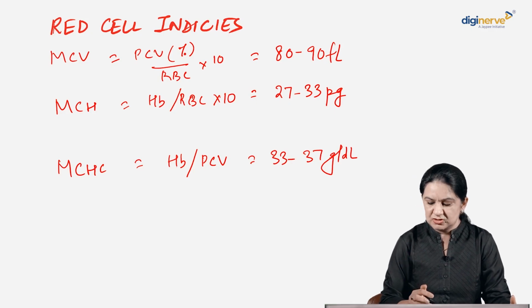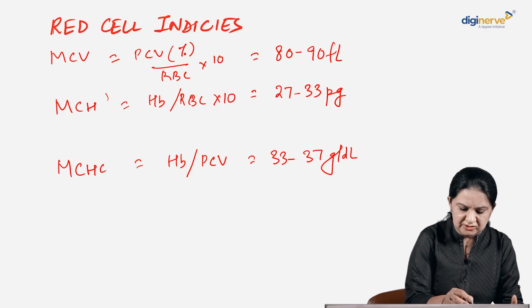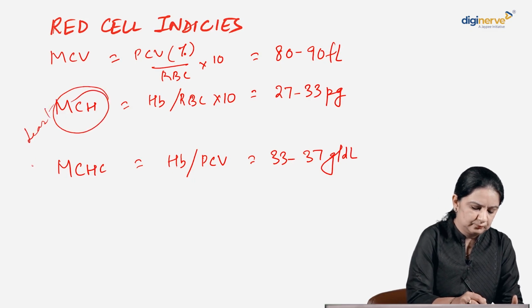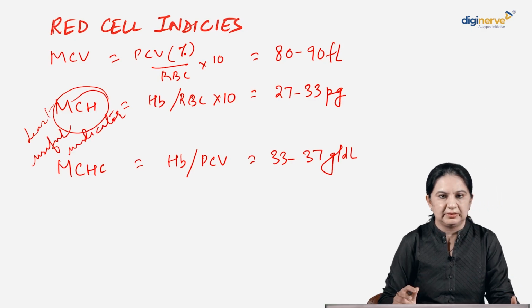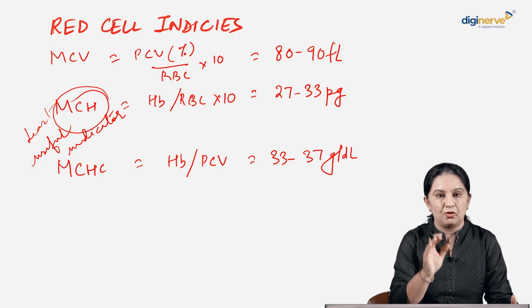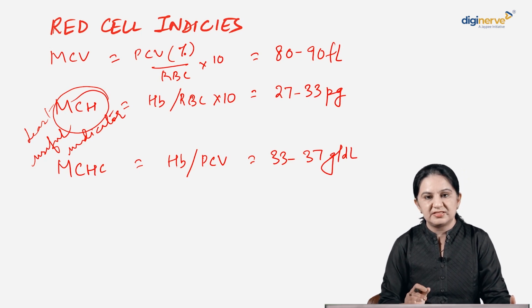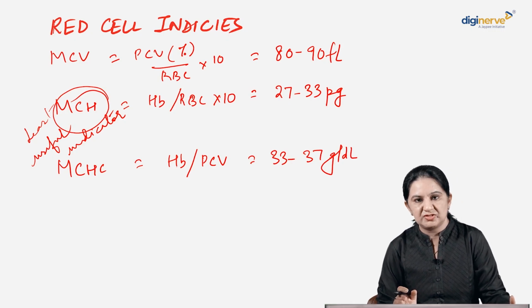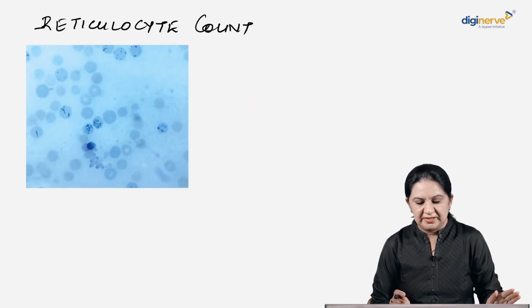Alright. So please also remember MCH is the least useful indicator. Marked alterations in all these three, MCV, MCH and MCHC, are definitely very important in iron deficiency anemia or anemias due to maturation defects. Alright. So coming to the reticulocyte counts.